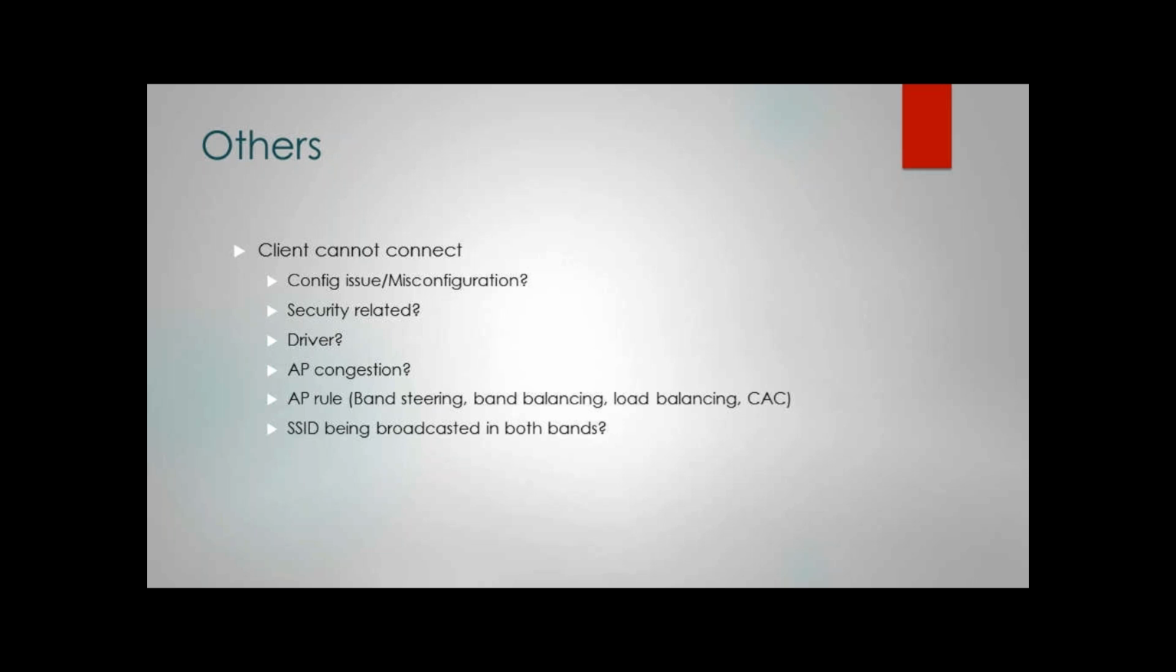Congestion in the AP, the AP is so saturated. Probably a rule in the AP, band steering, load balancing, client admission control, something related to that. Is the SSID being broadcasted in both bands? Probably your client driver only supports 2.4 or 5, and you are broadcasting your SSID in only one band. Those are the most common problems in Wi-Fi.